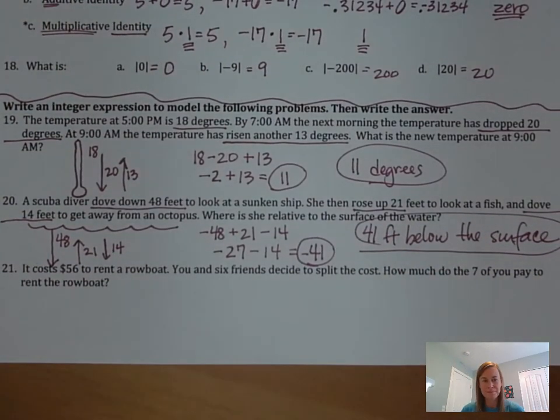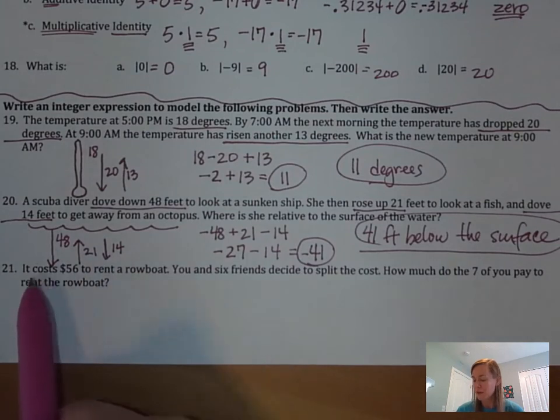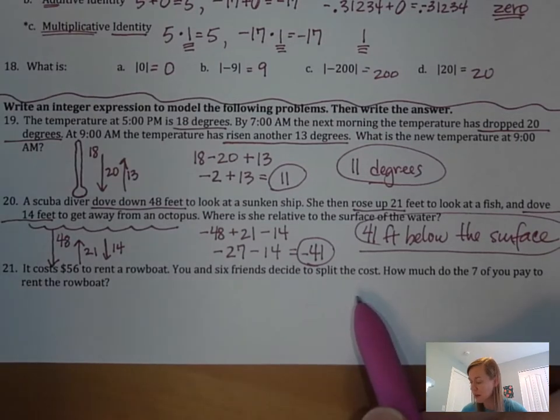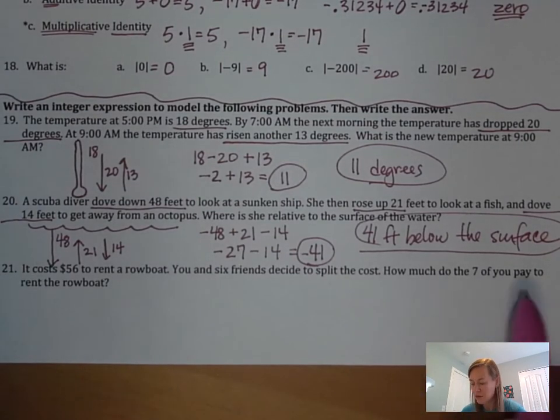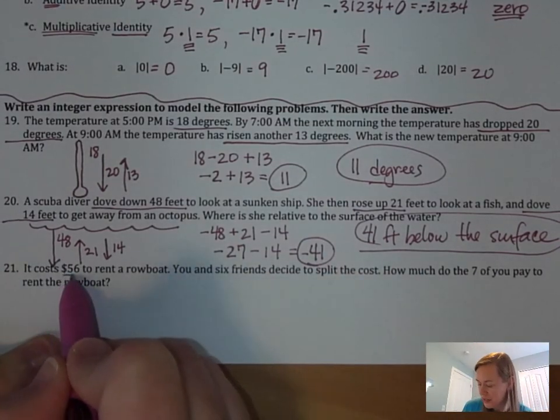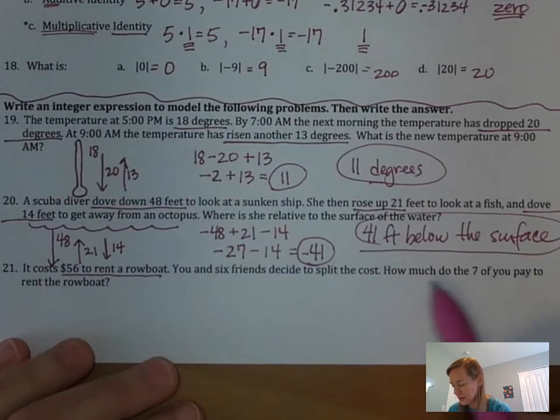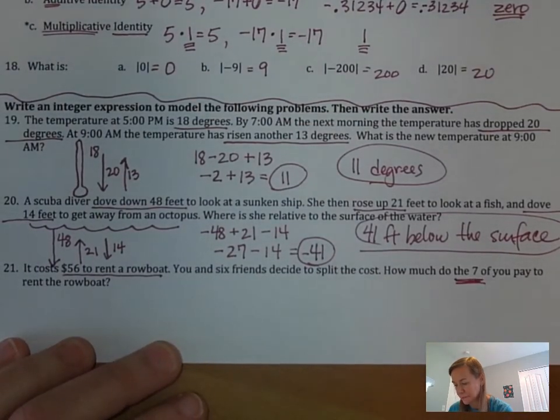Okay. We've got one more. It costs $56 to rent a rowboat. You and 6 friends decide to split the cost. How much do the 7 of you pay to rent the rowboat? Okay, let's think about our information. You are all paying $56 to rent a rowboat, like total $56. Now, how many people are splitting this bill? It's you and 6 friends, so it's 7 people.